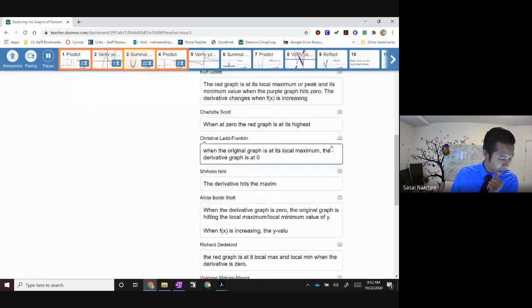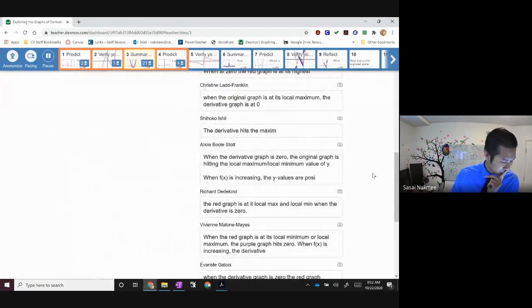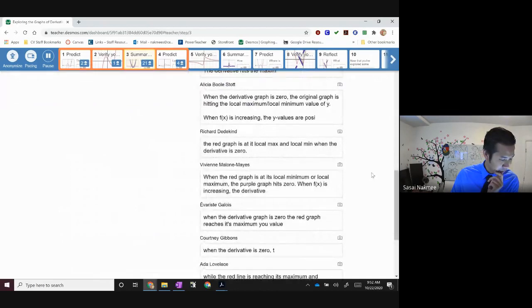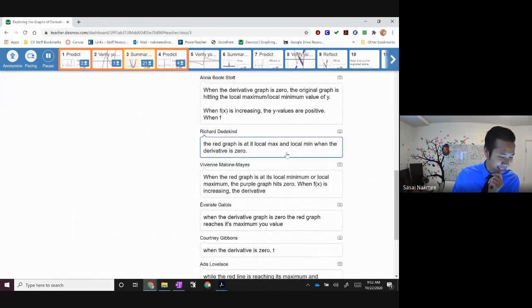Okay, let's see here. What else we got? The red graph is at its local max and local min. Ah, you're using my terminology. I like it. When the derivative is 0.